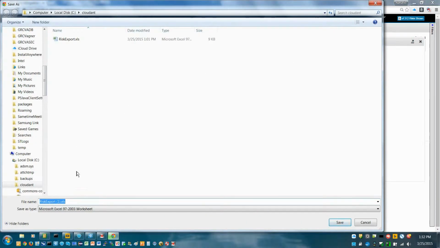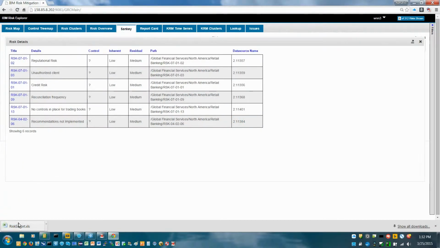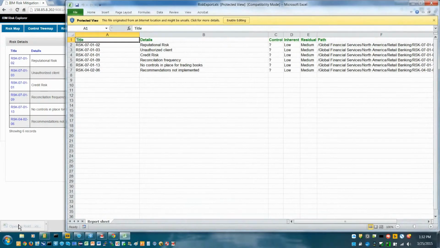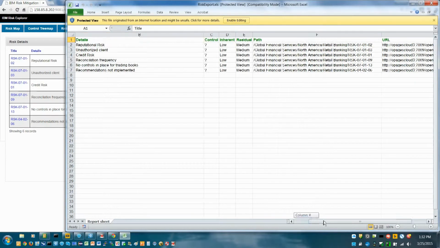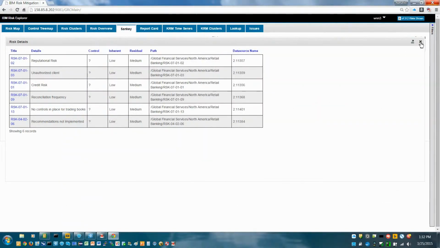We can also export these risks into an Excel spreadsheet, which I'll do right here, so that we could load these risks into Excel, add notes, maybe paste them in an email for someone to take action to correct this rating problem. You'll see we've exported the URL to make it easier for them to navigate to take corrective action. We also show the full path where these risks are located.